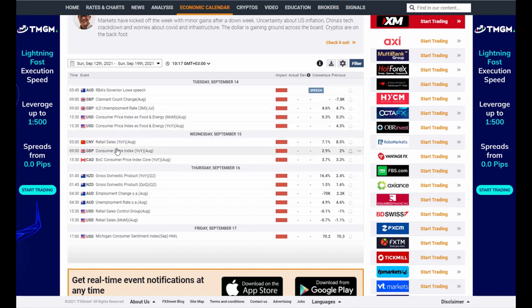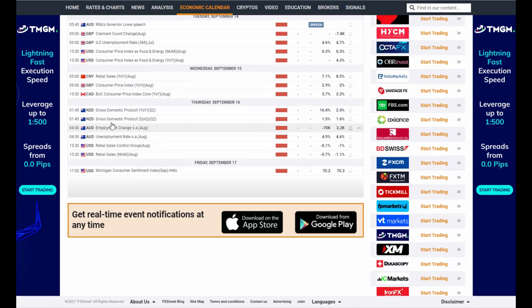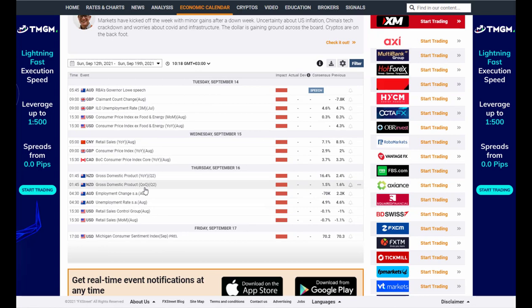Then on Wednesday in the morning we've got some GBP news again regarding the consumer price index, and on Thursday we've got GDP numbers coming out for the New Zealand dollar. Then a couple of hours later we've got unemployment rates for the Aussie dollar, and on the very same day just after lunchtime again we've got retail sales for the US dollar. Those are some news that could affect price action. However, we're not expecting anything major really, so still something to watch out for. And that's pretty much it for the whole week.